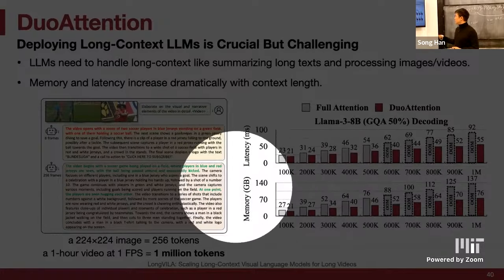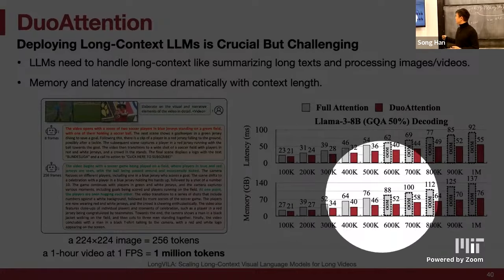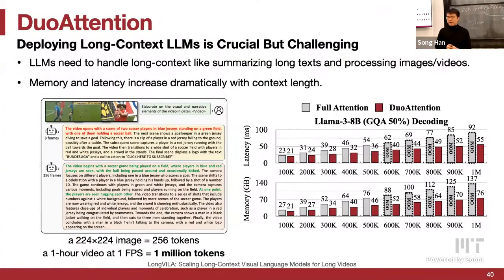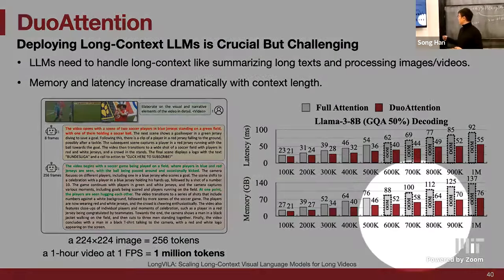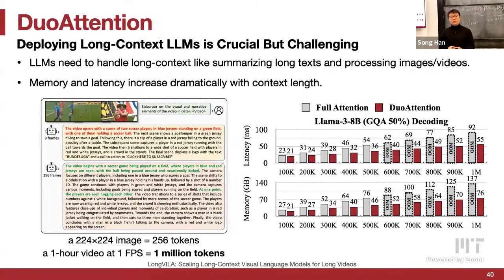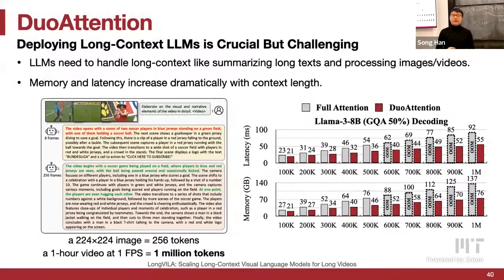Okay, so this is latency, this is the memory. Beyond 500K, the memory is more than 80 gigabytes. But this dual attention mechanism can handle all the way to 1 million tokens. Actually, we tested all the way to 3 million tokens if you combine that with KV cache quantization. And also, it gets a very significant speedup. Let's see how dual attention works.